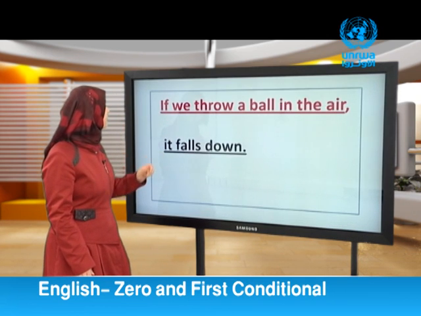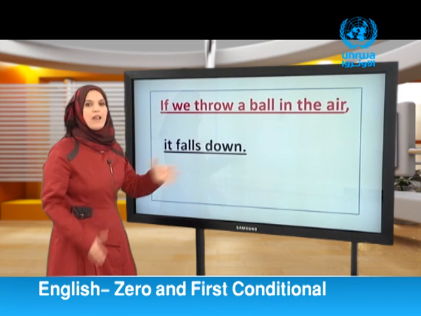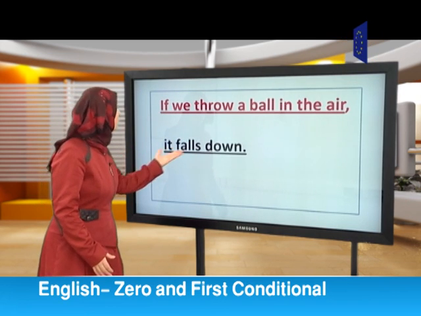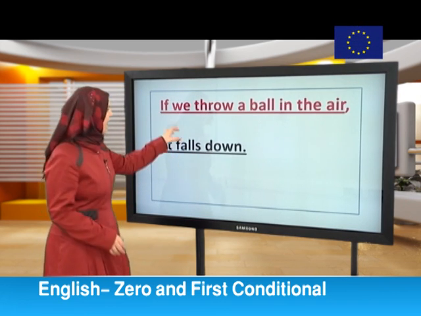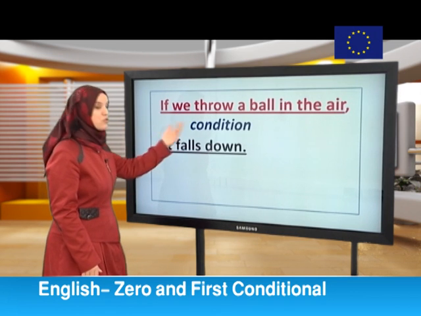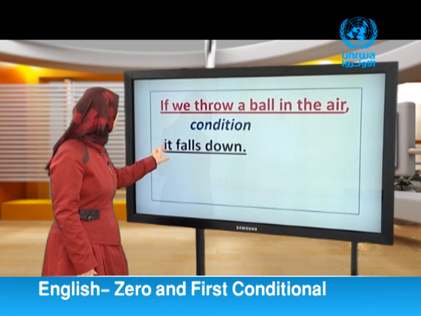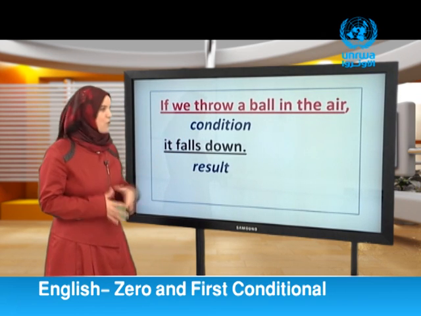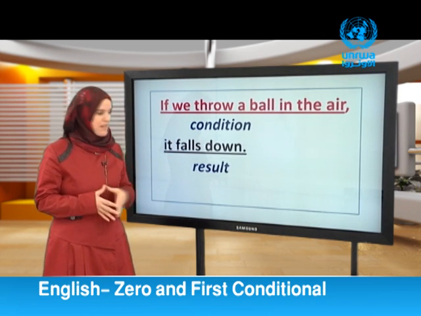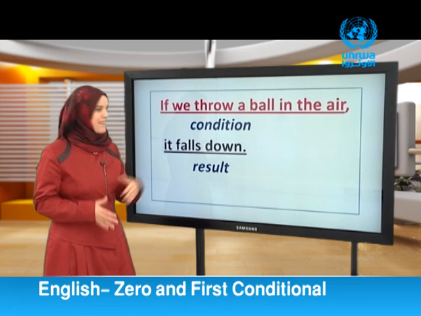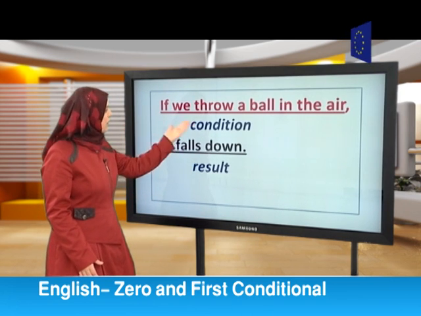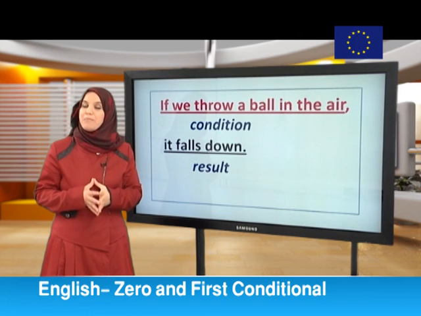One more example. If we throw a ball in the air, it falls down. We have the condition, the part of the sentence that has if, and we have a result. When the condition happens, the result follows. إذن لدينا شرط ونتيجة تترتب على هذا الشرط.